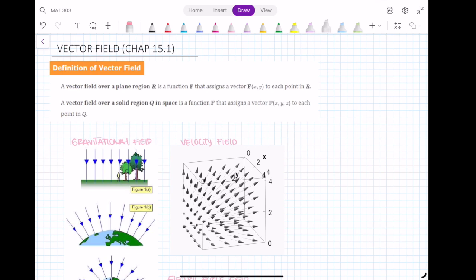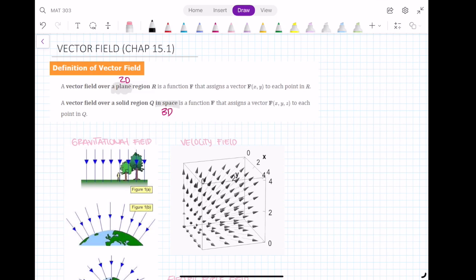We can say that a plane is 2D and a space is 3D. In other words, for a region in a space or in a plane, there is a function that describes the whole situation in the vector field. So for every point of this region, we can assign a vector f of x and y, or f of x, y, and z.